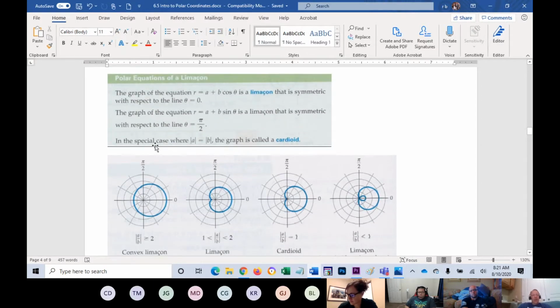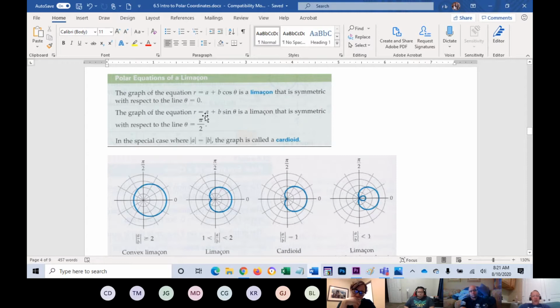Now, let's talk a little bit about these. The graph of the equation r equals a plus b cosine theta is a limaçon that is symmetric with respect to the line theta equals 0. So you can see all three of these, well, really all four of them, are limaçons that are symmetric to the polar axis right here, okay?